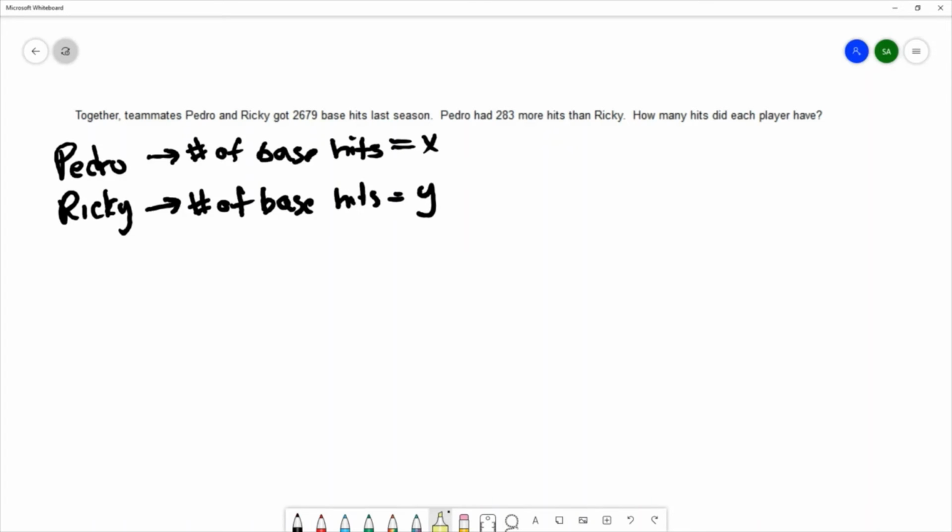And then in this first sentence here, it says, together, Pedro and Ricky got 2,679 base hits. So that's going to give us our first equation in the system. Together, or total, or summing, X plus Y will equal 2,679. Together, they got 2,679 base hits.